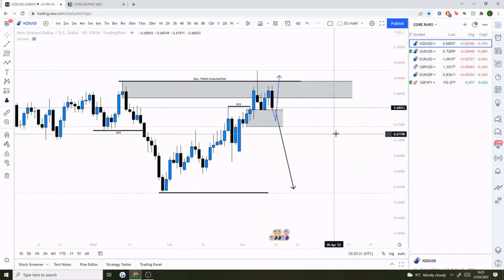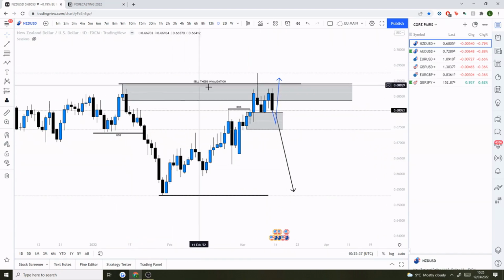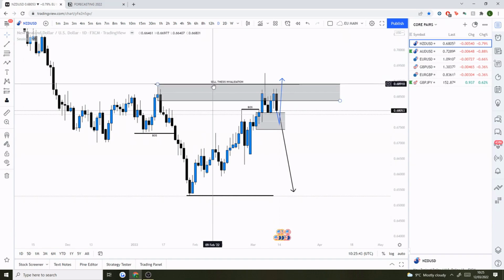So looking from the daily perspective, we have basically retraced back up into this supply zone, and we're now failing to close above it. So for me, looking from a daily perspective, the sell thesis is still valid, and we're still respecting this clear supply zone that was created by the institutions on the daily time frame.